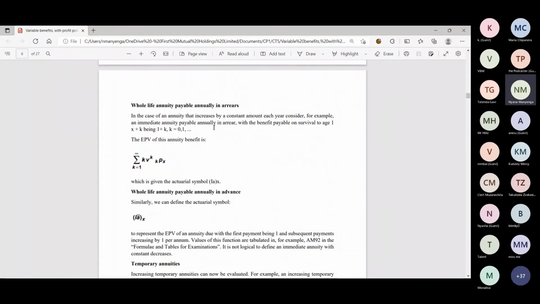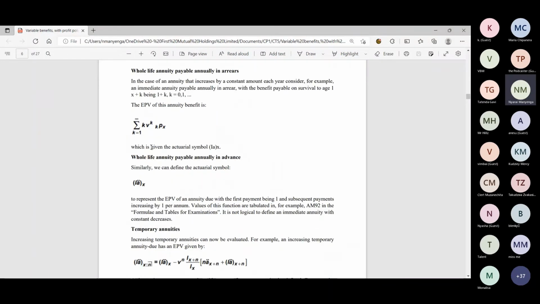So for a whole life annuity payable annually in arrears, you find that the annuity will be increasing by a constant amount each year. So you find that the expected present value of this benefit would be the sum from K equal to 1 to infinity of K times V to the power K and KPX. This is denoted by the actuarial symbol (IA)x. These values are tabulated in the tables, so you'll be just looking them up.